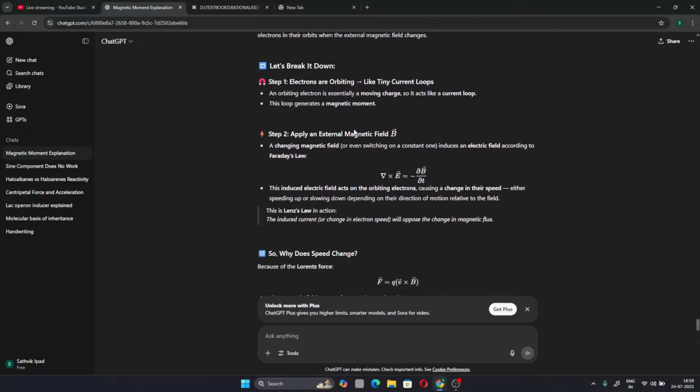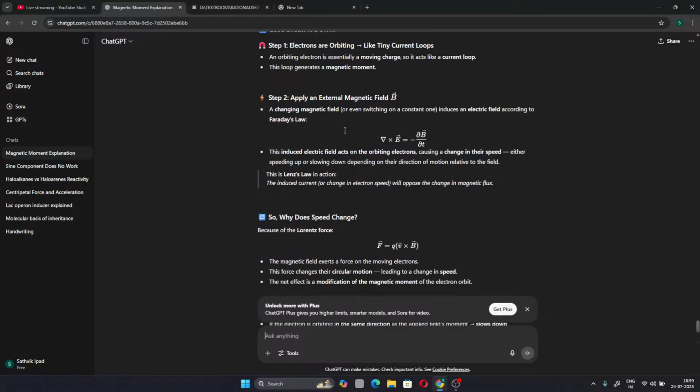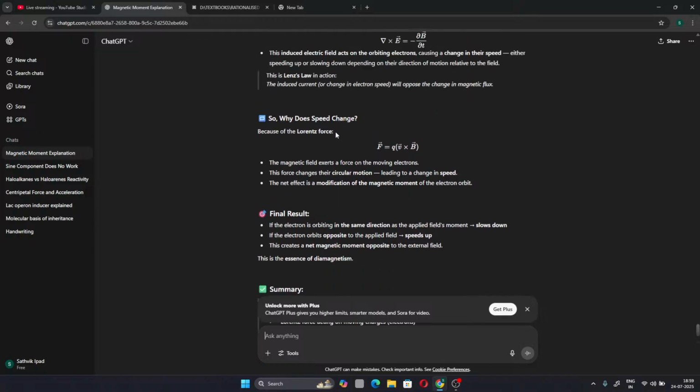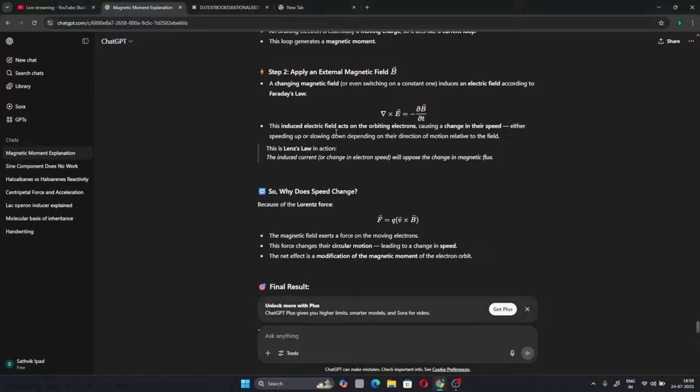Electrons are orbiting like tiny current loops. An orbiting electron is essentially a moving charge, so it acts like a current loop. This loop generates a magnetic moment. When we apply an external magnetic field, be it a changing magnetic field or even a constant one, it induces an electric field according to Faraday's law.